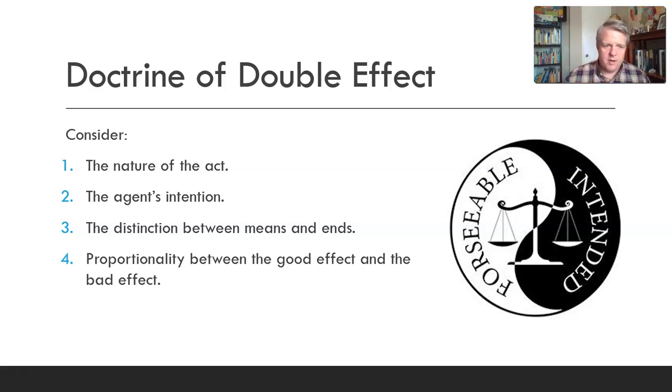Well, here's where the doctrine of double effect comes in. The doctrine of double effect says that many of our actions, probably most of our actions, have more than one consequence. They have more than one effect. And sometimes, in order to bring about the effect that we desire, we have to endure certain side effects. We have to endure certain secondary effects. We don't intend those secondary effects.